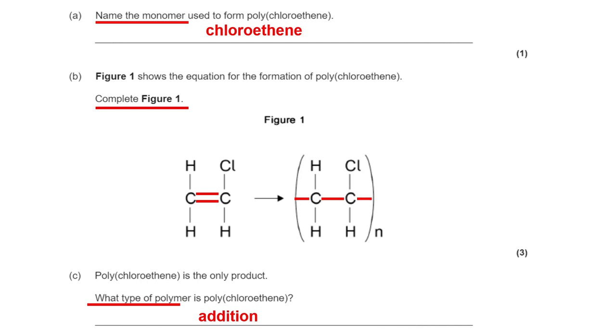Shows the equation. Well, here I have added a double bond on the left. That's part of the one mark. Another mark has gone from changing it to a single bond, and the third mark goes for the red line either side of the carbon, indicating that it goes on, and what type of polymer it is, an addition polymer.